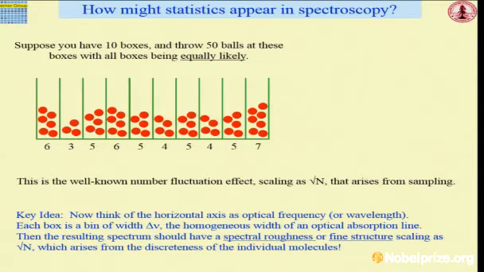Well, now think of this as a frequency axis, just like I showed in that inhomogeneously broadened line, and make the inhomogeneously broadened line be extremely broad. And every one of these bins is a bin of width, the homogeneous width of the molecules. So this basically means that there should be some spectral roughness or fine structure on that inhomogeneously broadened line coming from the discreteness of the individual molecules.